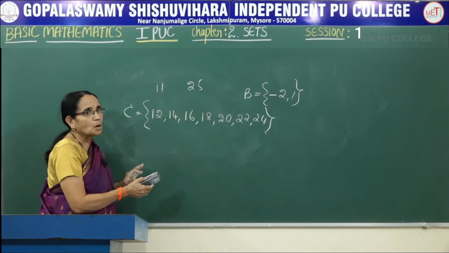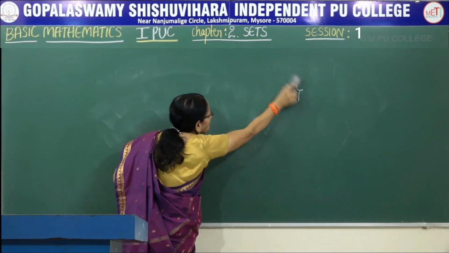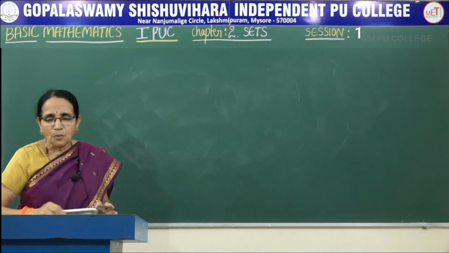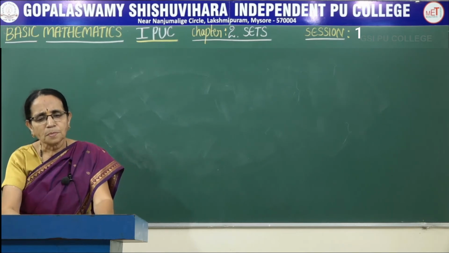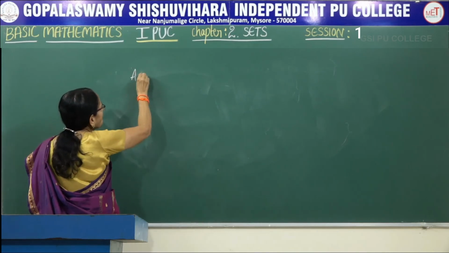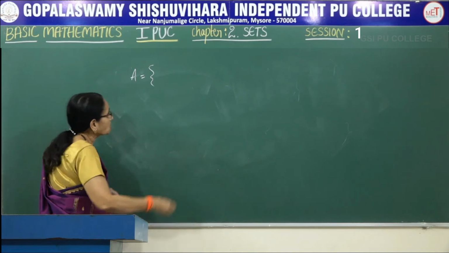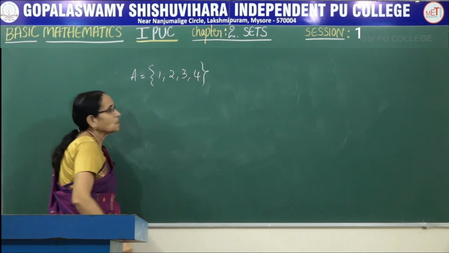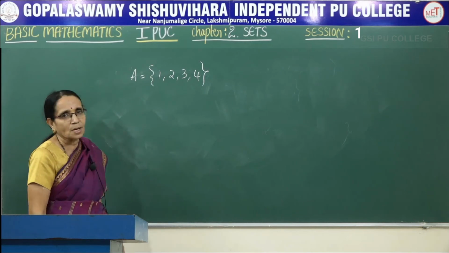So this is how you have to represent a set. Whatever may be the elements, there may be any number of elements, we will be writing them inside a pair of flower brackets. Each one should be separated by a comma. Now, let me consider a set. Take a set A containing some elements here: 1, 2, 3, 4. How many elements are there? There are 4 elements here. So this set A is containing 4 elements here.